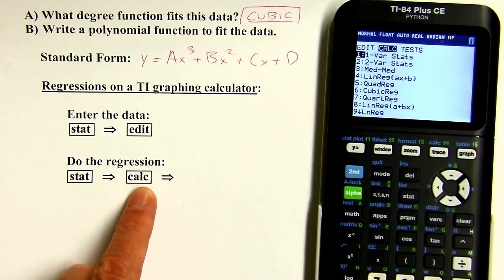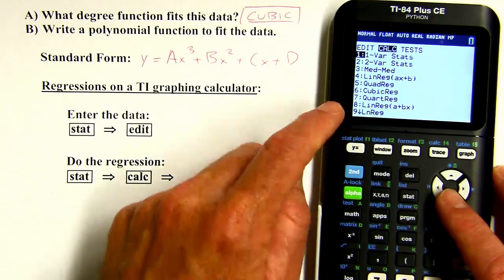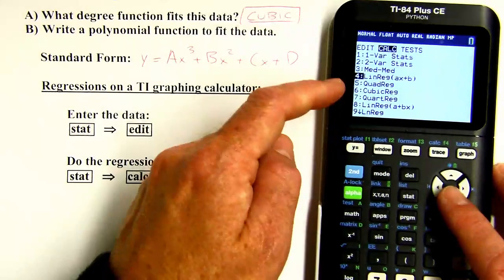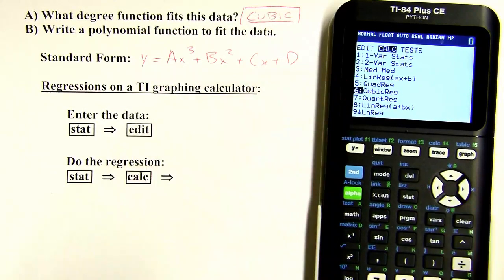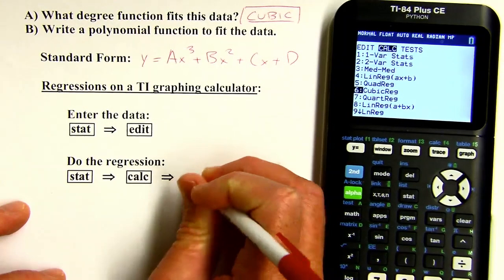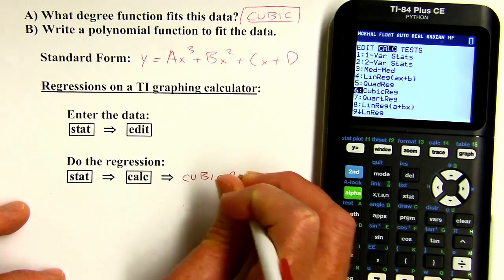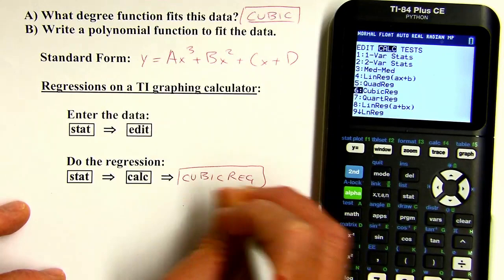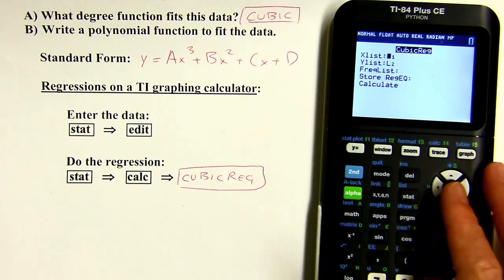So go over to calc, and then we're going to go down and do a regression, and you need to find the right one. If it was first degree, I'd do a linear regression. Second degree is quadratic. Third degree would be a cubic regression. So we're choosing the cubic regression button here, just since it's third degree. So I'll hit enter.